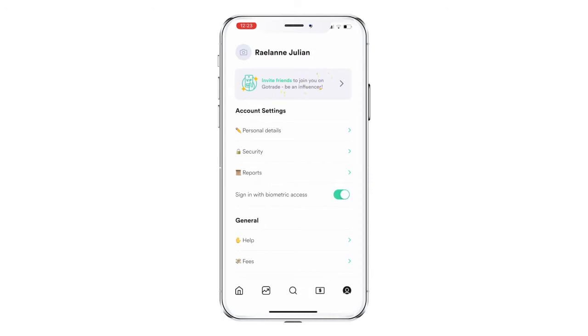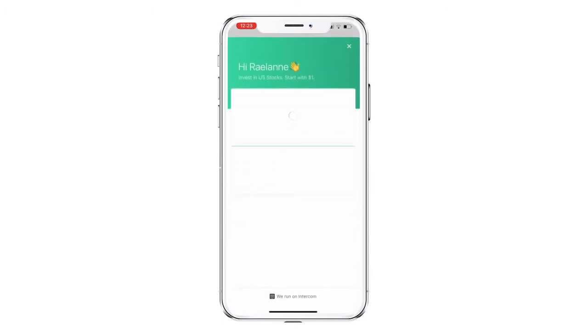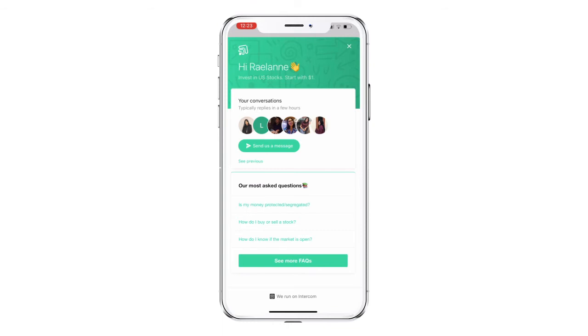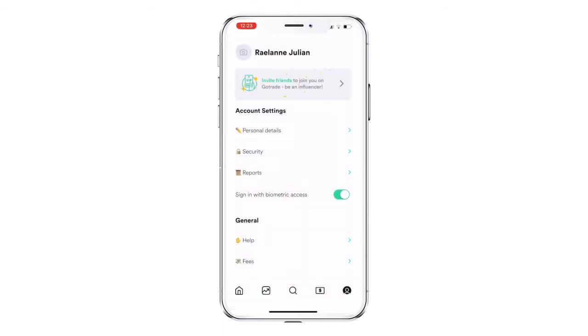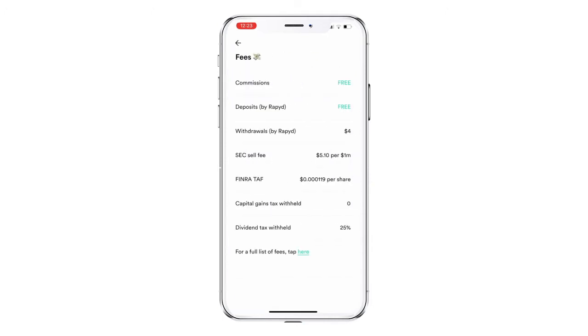If you have questions regarding the app, you may contact their support through help. So yan, pwede mo silang i-chat dito or send a message. You can also browse their FAQs. And you can check here what the associated fees are. Makikita nyo dito na ang payment gateway na ginagamit ni GoTrade is si Rapid. You can also view the full list of the fees here.